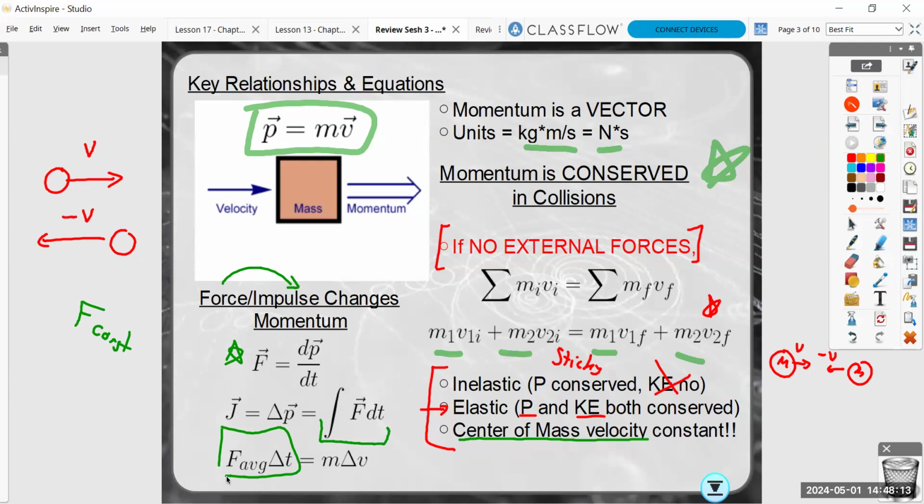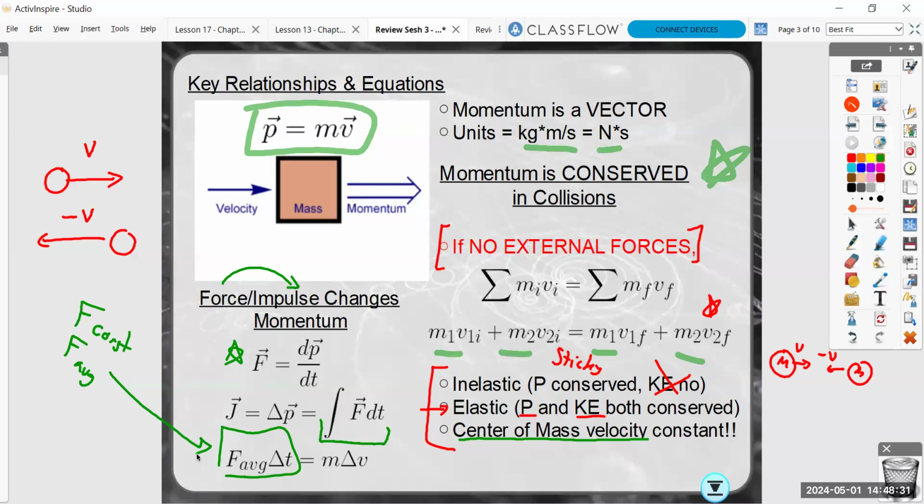And this leads us to our nice F delta t equals m delta v equation, which we can use either if we're thinking about constant forces, or sometimes they'll ask for the average force. Remember, the average force is, what would the force be if I pretended the force were constant the whole time? So F delta t equals m delta v is a helpful one.